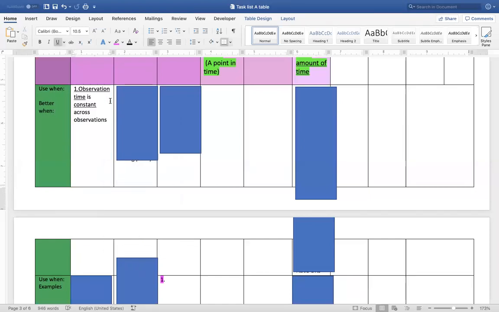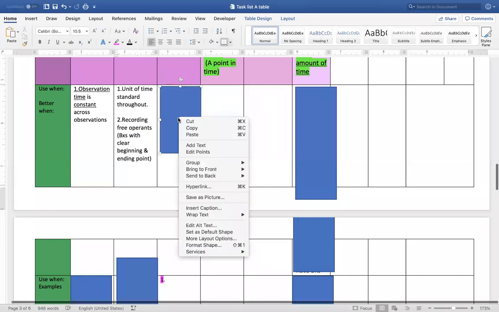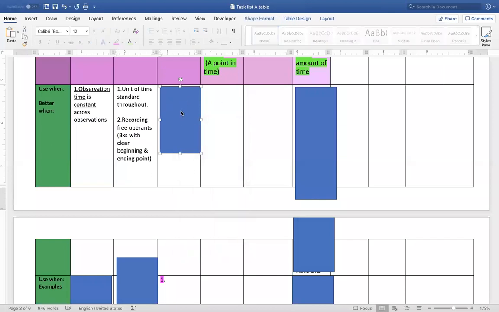So this one is used when, I'm just gonna give you the answer because I don't know how to ask a question there. Unit of time stays constant throughout, so it's important to know that. And it's good for recording free operant behavior, which is what we already knew, behaviors with a clear beginning and a clear ending point.